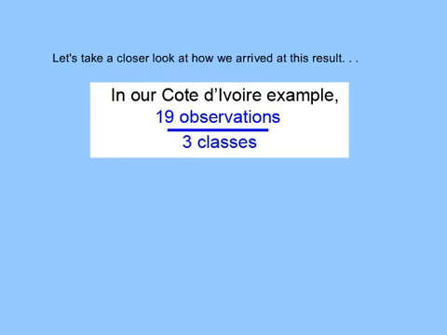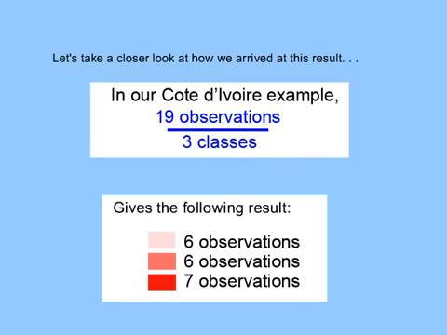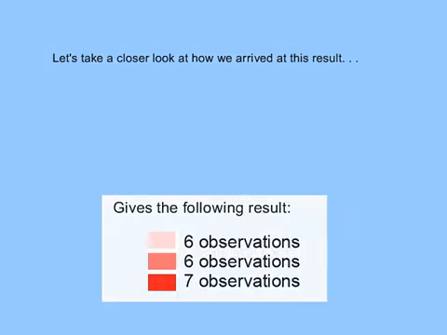Let's take a closer look at how we arrived at this result. In our data from Côte d'Ivoire, we have 19 observations, and we want to divide these into 3 classes. 19 divided by 3 does not go evenly, but we get approximately 6 observations in each of our classes.